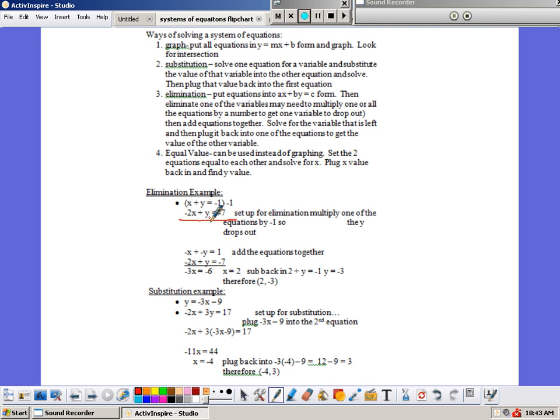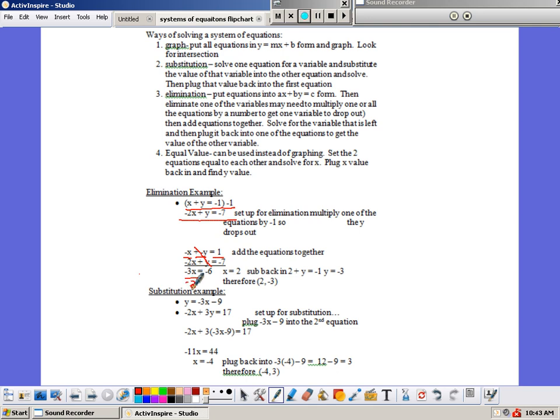So I've decided to multiply the first equation by -1. When I do that, I get -x, -y, +1. By doing that, I have not changed the value of the equation. Because I've done it to everything, the value is still the same. It's just in a different form. What that allows me to do now is to take -x plus -2x and get -3x when I add them together. The y's drop out, and 1 and -7 is -6.